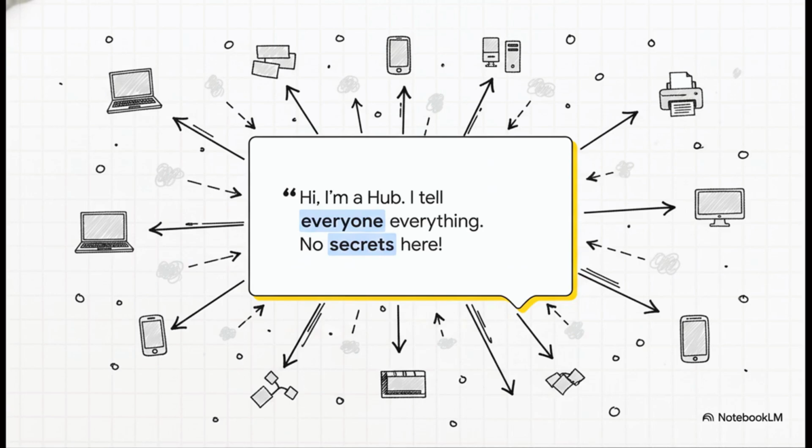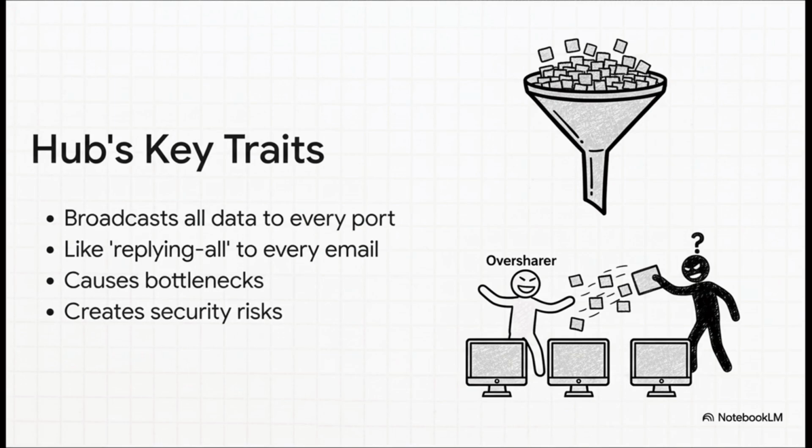It's a super basic connector. When a piece of information comes into it, it doesn't think, it just shouts that information out to every single device connected to it. So you can probably see the problem here, right? It's just wildly inefficient. That reply all analogy is perfect. It creates these huge traffic jams on the network, we call them bottlenecks, and oh boy, it's a security nightmare, because everyone can see everyone else's data. You really won't find these in any modern network for good reason.